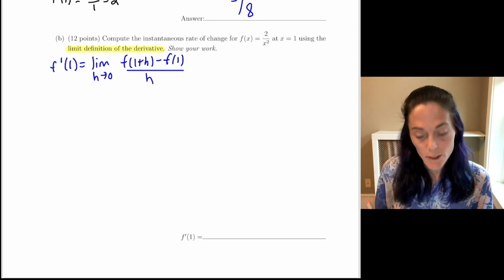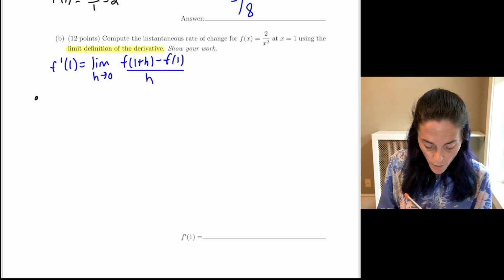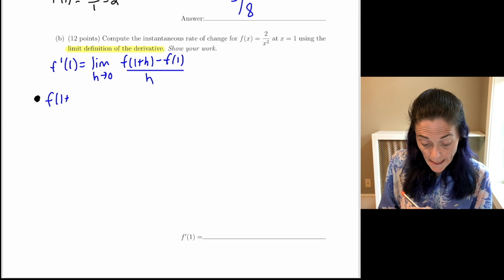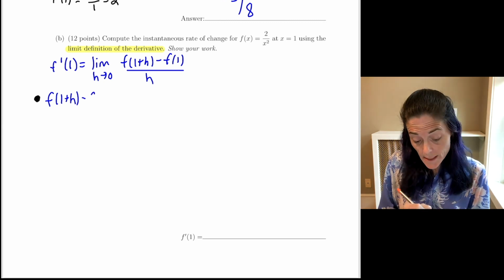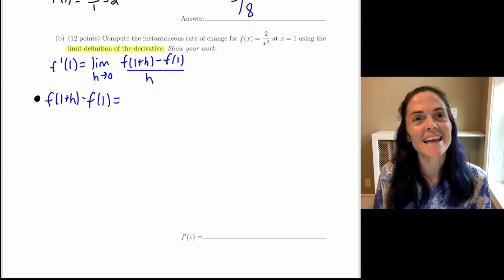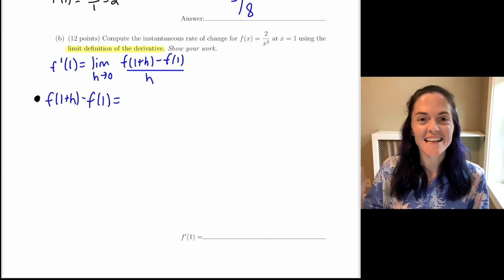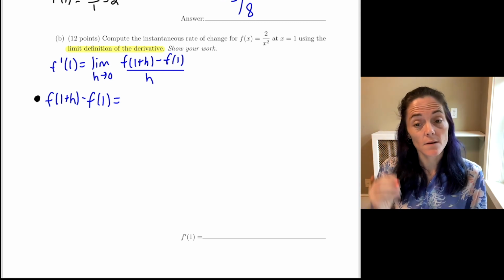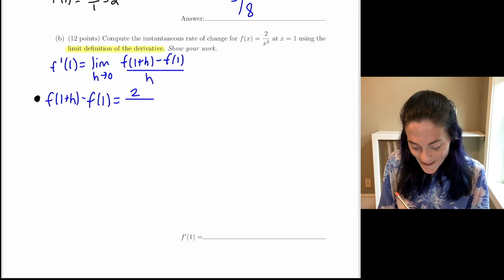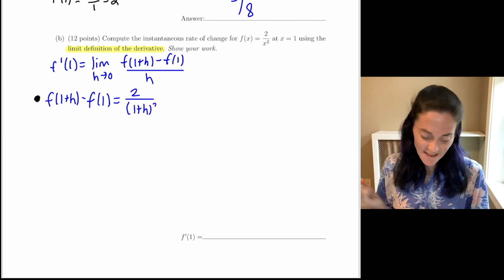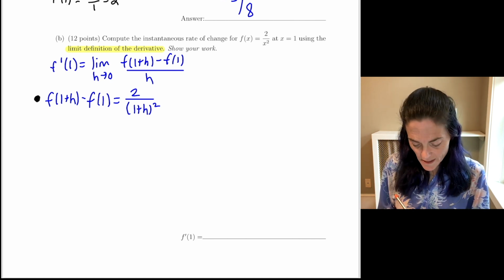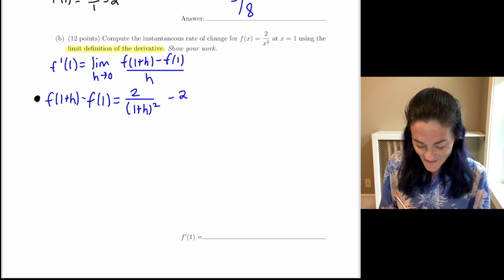The way I typically do this is I will start with just the numerator, f of 1 plus h minus f of 1. Now, I want to simplify this until I have this as h times something. That way I can divide by h and I will have an expression defined at h equals 0. So f of 1 plus h is 2 over, well, we put 1 plus h in for the x, so 2 over 1 plus h squared. And we already calculated f of 1. This was just 2. Maybe I'll write it as 2 over 1.